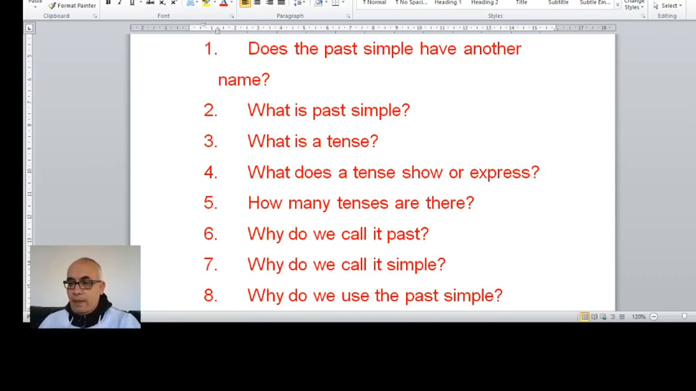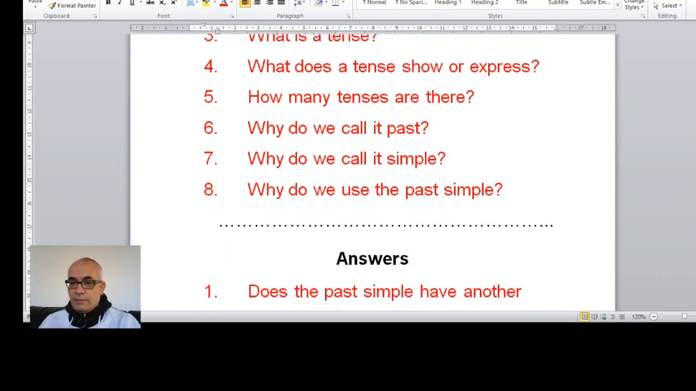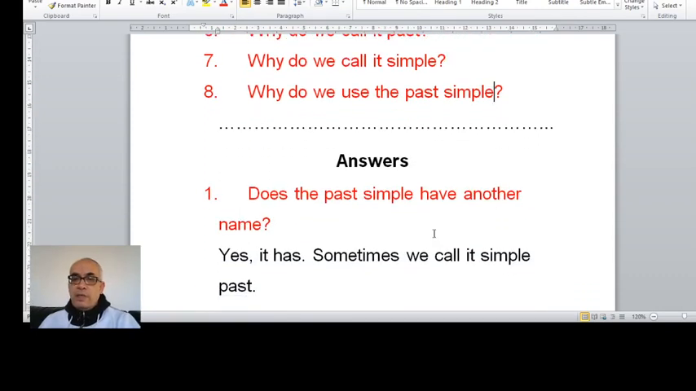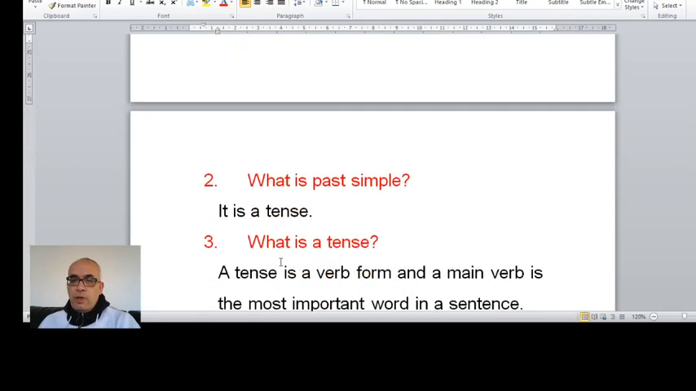Okay, ready? Let me show you the answers. The first question, does the past simple have another name? Yes, it has another name. Sometimes we call it simple past, sometimes past simple, and they are the same. Question number 2, what's a past simple? It is a tense. Past simple is a tense.